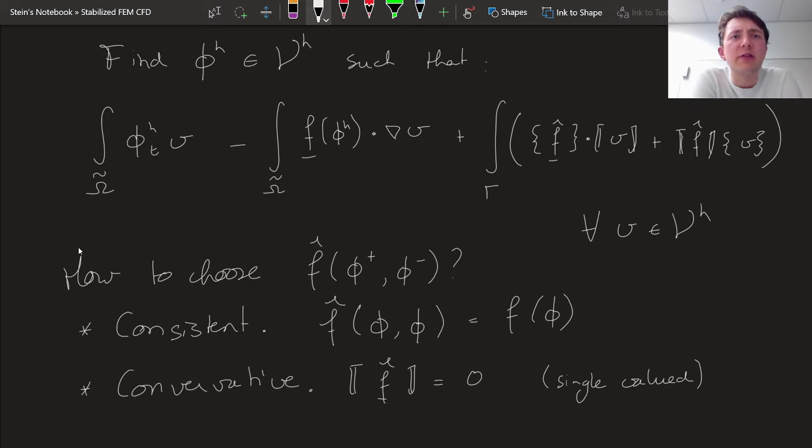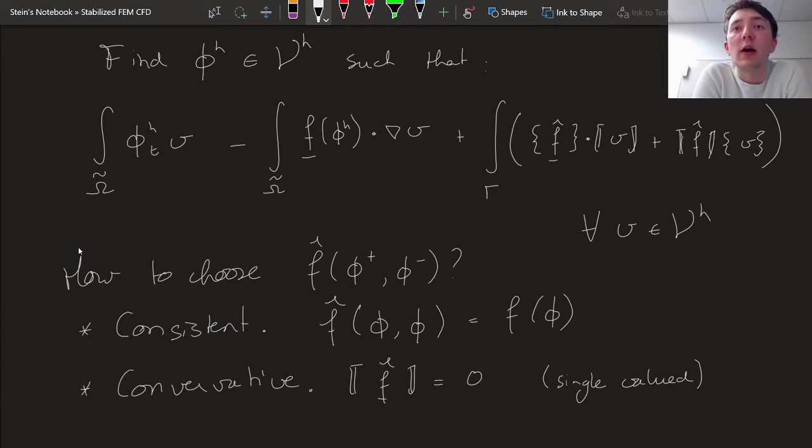Okay, so why do we want to have these two properties? So let's first think about the consistency. And maybe you find this a very obvious property. Because what this is saying is that if our solution is actually single valued, right? So if we have a field phi that does not have a plus or a minus sign, but just has a single value on an edge, then our numerical flux, f hat, should equal our true flux, f, evaluated with that value.